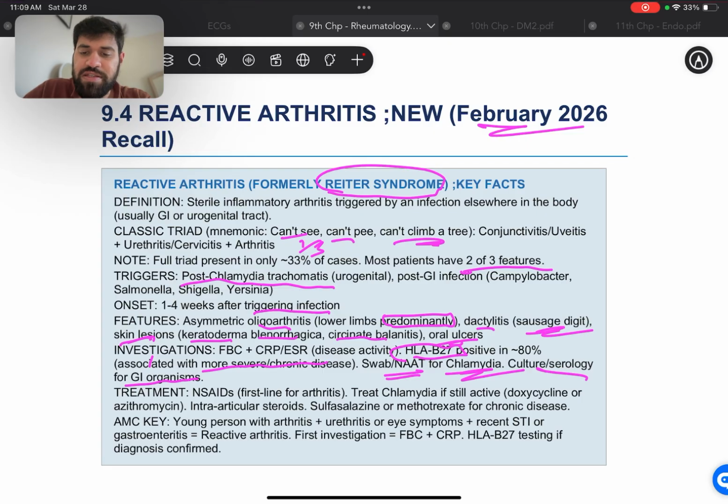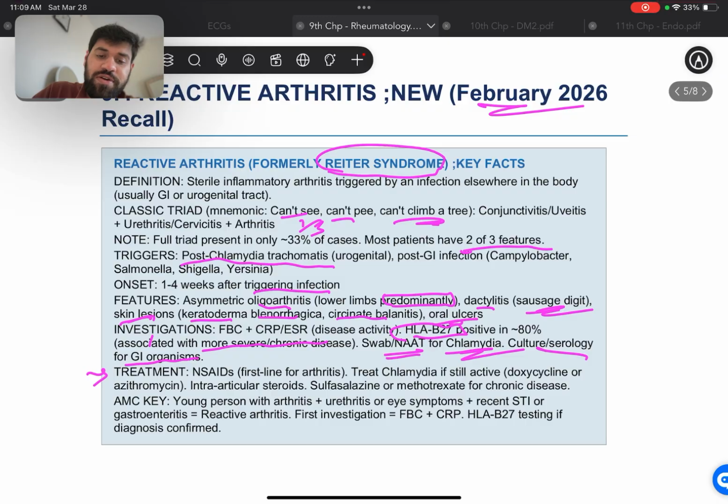So all of this, the microbiology culture, is going to be based on the history that the patient gives us. Then again, treatment is the same as for osteoarthritis, that we had NSAID as the first line for arthritis, and we treat chlamydia if it's still active with doxycycline or azithromycin. Intra-articular steroids can be indicated if there is no improvement. Sulfasalazine or methotrexate for chronic disease.